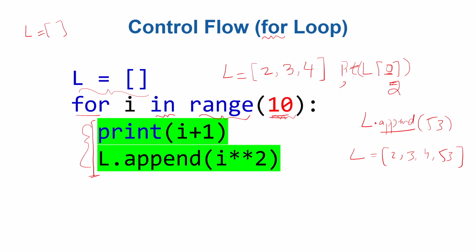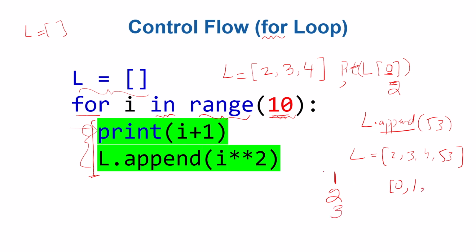Very first time I will be 0. When the loop enters its body the very first time, I will be 0 and 1 will be printed because we are printing I plus 1. At that time the empty list will have one number, which is 0 square. So the list will have just one number, 0, because 0 square is 0. Next time I will be 1 and we will print 2, and the list will contain 1 square, which is 1.